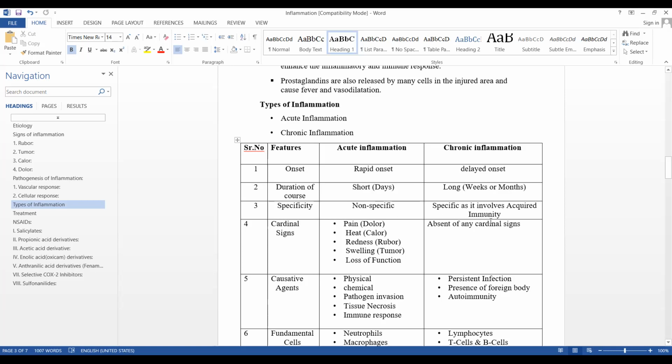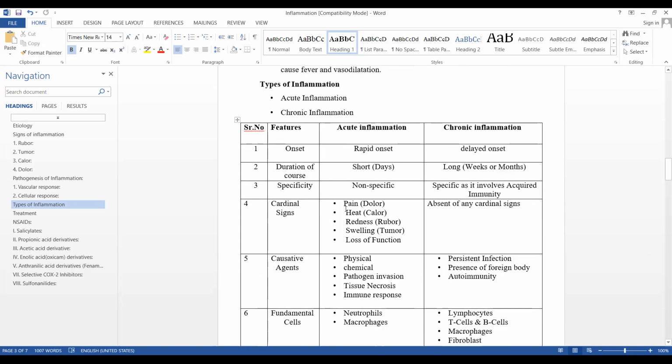Specificity: acute is non-specific, chronic is specific as it involves the acquired immunity, because the immunity will be acquired. Why acquired? Because due to that causative agent, our body will develop the antibodies. So it is specific because it involves the acquired immunity. Our body will develop the antibodies according to that causative agent.